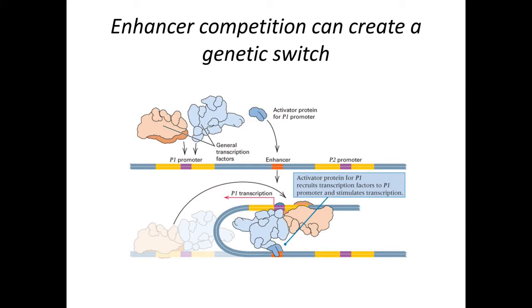So because of this, enhancer competition, in fact, can act as basically a genetic switch. So here what I would like to show you is a gene that has a promoter. Let's call it P1 promoter, all right? And another gene which has another promoter called the P2 promoter. And in this particular case, an enhancer can activate either the P1 gene or the P2 gene depending on the proteins that are bound to it.